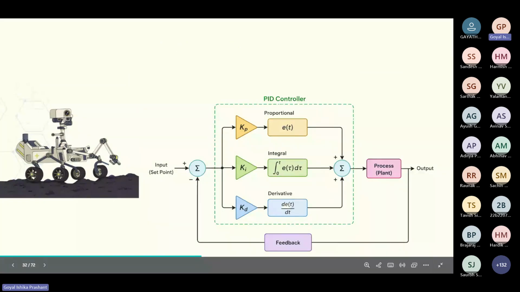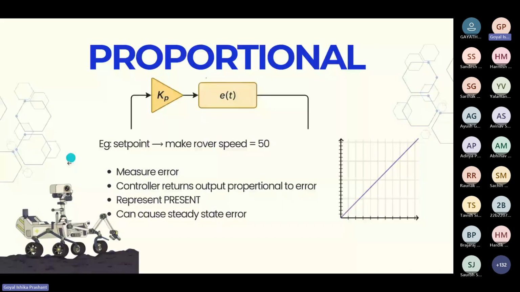Okay, so let's look at the first control, which is the proportional control. Let's say that we want our rover to achieve the speed of 50, and currently it is at the speed of 40. So what proportional control will do is first measure the error, which in our case happens to be 10. And then it will scale this error by a factor called kp, or the gain, to give us an output. So as you can see, the output is just a linear function of the error. Proportional control basically represents our present. It measures the current error to give us a current output.